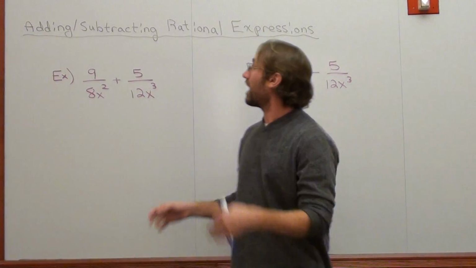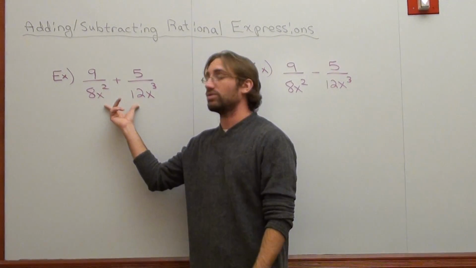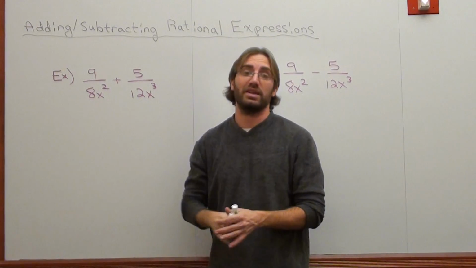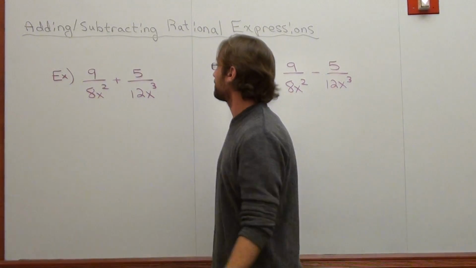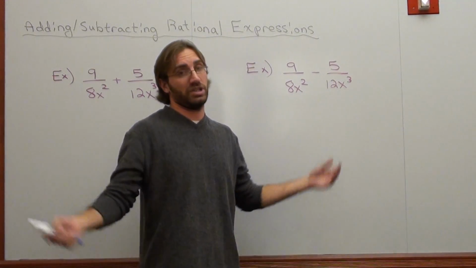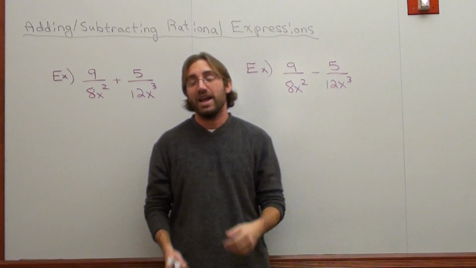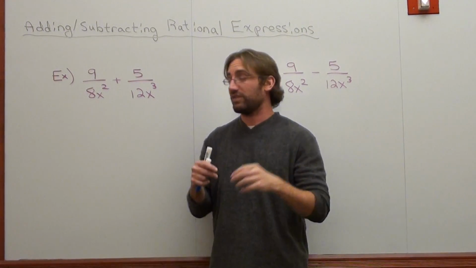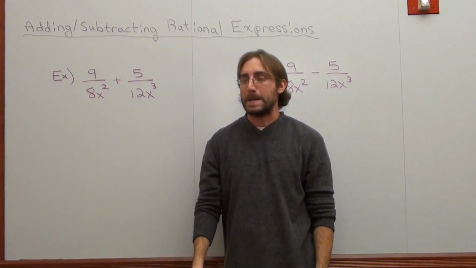Hello again. We're adding and subtracting rational expressions, but the problem is we can't add these two fractions together because the denominators are not the same. And we can't subtract these two because the denominators are not the same. Looks like the same problem, except one's got an addition, one's got a subtraction. In order to do this problem correctly, you have to get the denominators to be the same. And there's a couple different approaches to this.